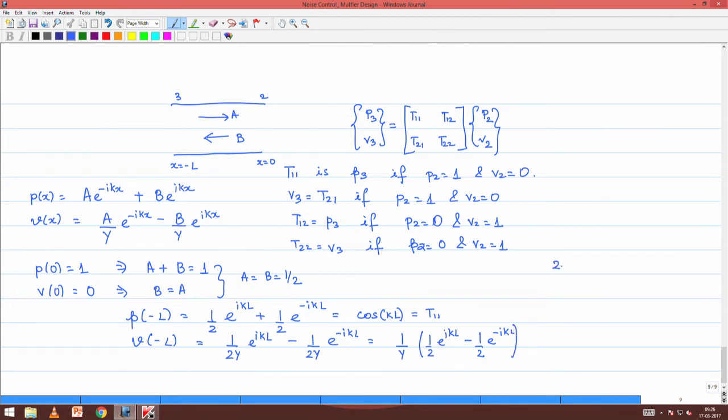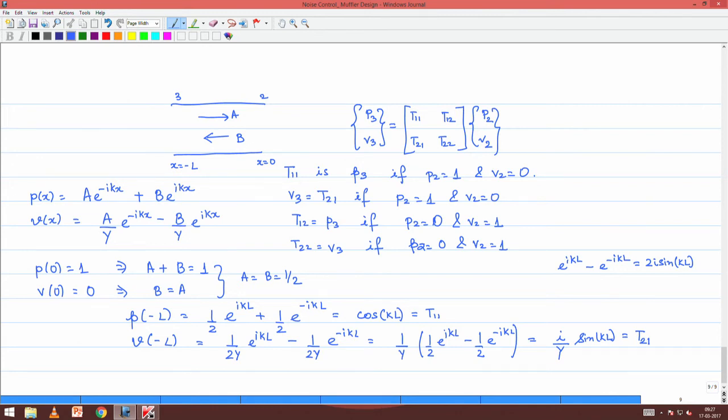You will know that e to the power I k L minus e to the power minus I k L would give us 2 I sin k L, right. So, therefore, we could make that substitution and we will have as following I by y sin k L, right, and this would be equal to T21, sorry, T21.